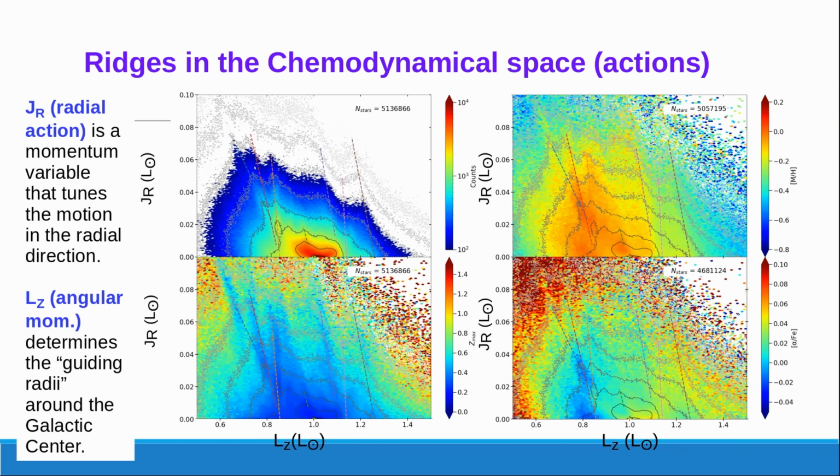We observe some overdensities in the density distribution, and these overdensities have a counterpart in the metallicity. We observe different metallicities for different regimes in this diagram. Also for the alpha abundances, we observe that low alpha abundances mean high metal rich values and vice versa.